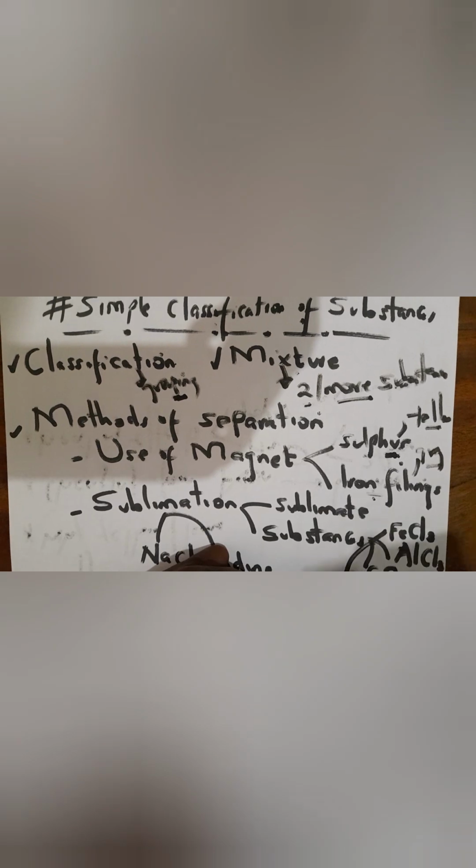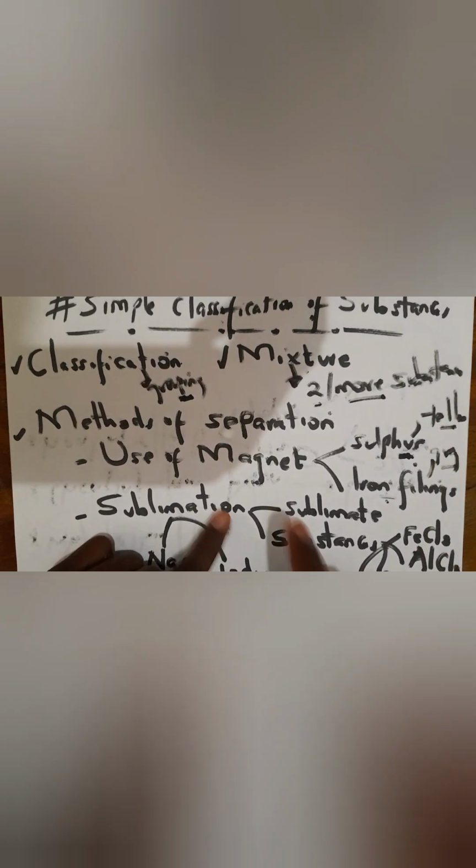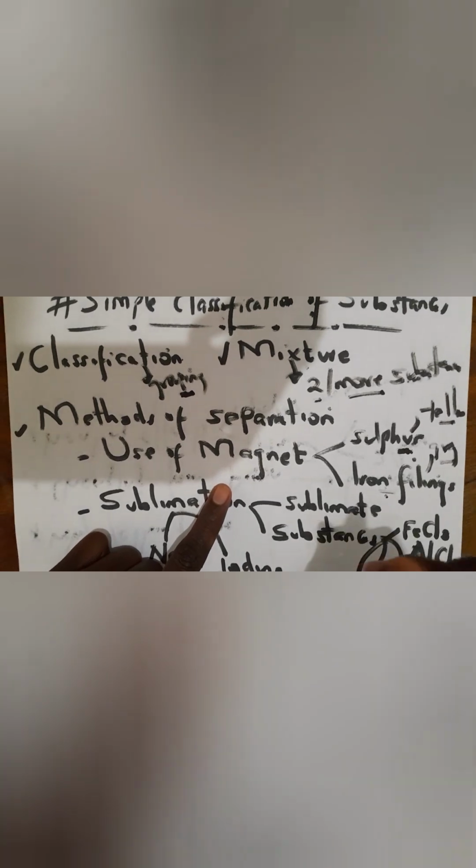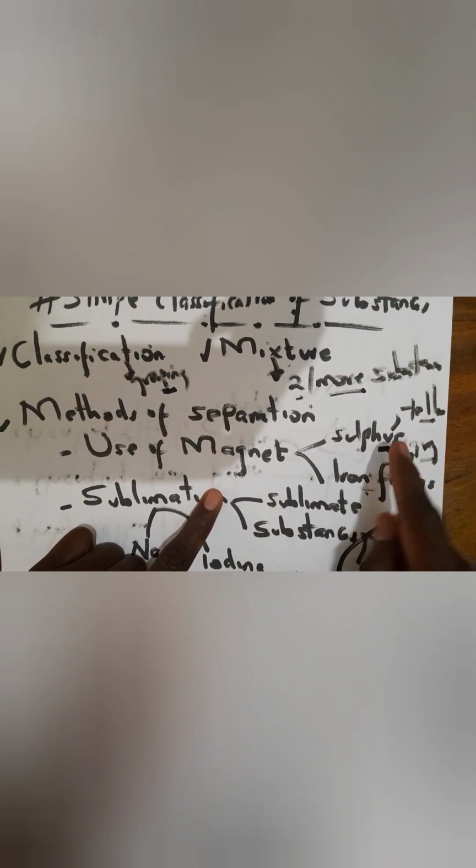Why am I saying gray-yellow and not yellow-gray? Because in the nomenclature of a mixture, you also need to take into consideration the alphabetical order of the components. So you say gray-yellow, not yellow-gray. If you use a magnet, one component is magnetic and the other is non-magnetic. The magnetic one is the iron filings, and the non-magnetic one is the sulfur.